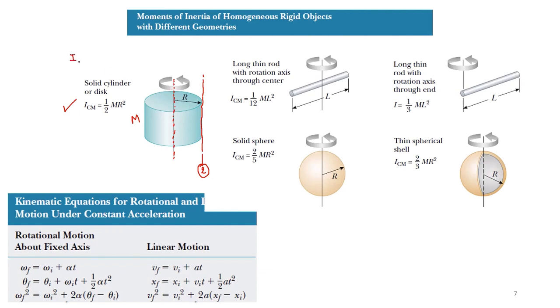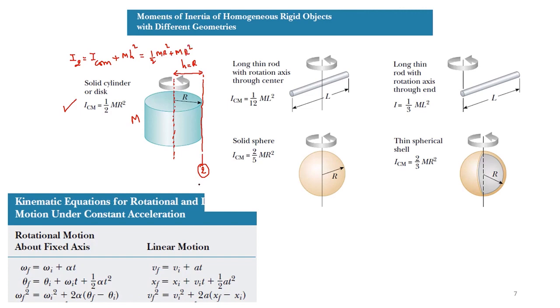What do I have to apply in order to get it? Parallel axis theorem. The moment of inertia around the new axis of rotation, which is parallel to the old axis, is the old moment of inertia plus mh squared. And h is the perpendicular distance between these two axes. So here h is equal to r. So in other words, it will be 1/2 mr squared plus mr squared.